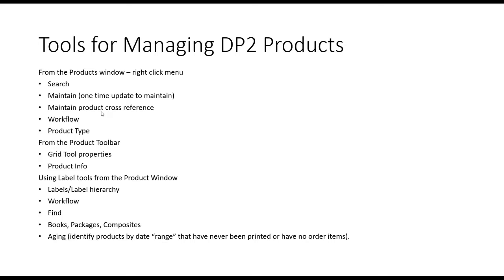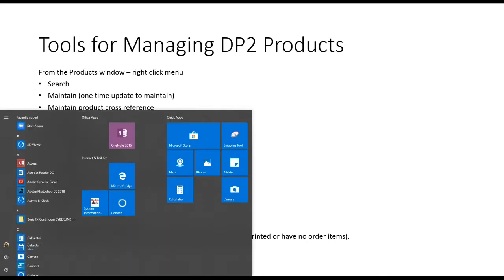And then we're going to spend some time going a little bit through labels. If you're not using labels today, or you're not using the find in labels, those are things that can really make your life a lot more efficient. So I'm just going to move us into dp2.